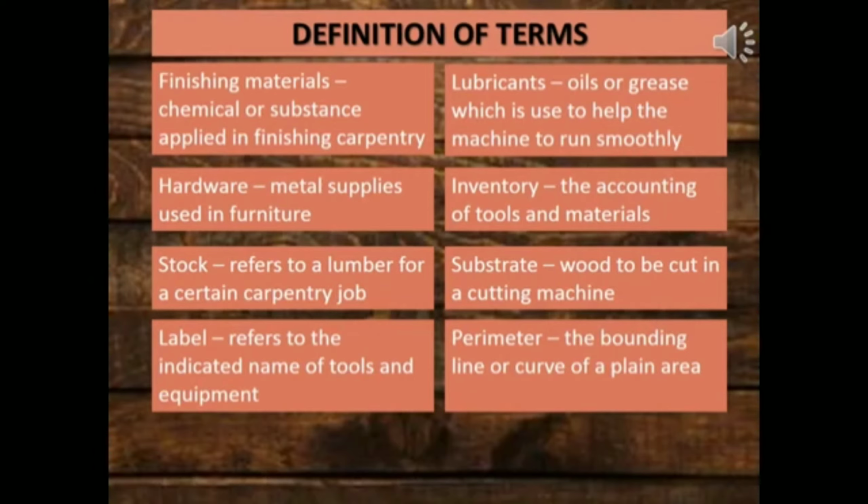Lubricants. Oils or grease which is used to help the machine to run smoothly. Inventory. The accounting of tools and materials. Substrate. Wood to be cut in a cutting machine. Perimeter. The bounding line or curve of a plain area.